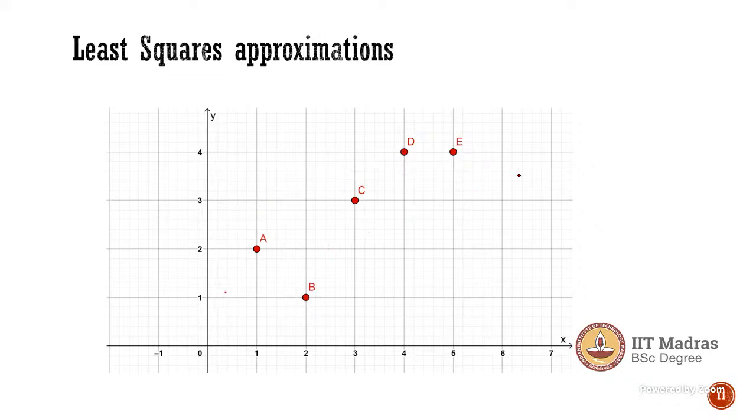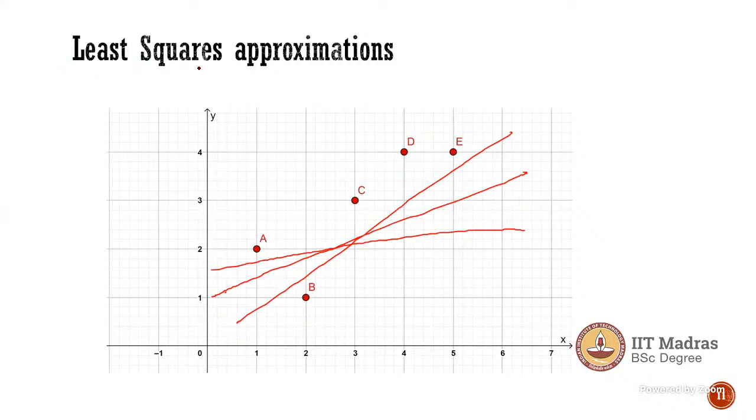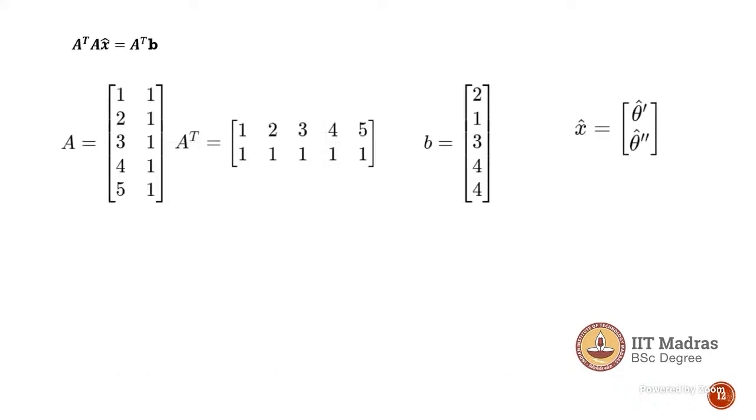Now our job is to find a best fit line for representing these data points. It can be this line, or this line, or this line. So which line is best? That is what is found from your least squares approximation. From this figure, you can find the x points and y points. So here we are going to have the augmented coefficient matrix A.